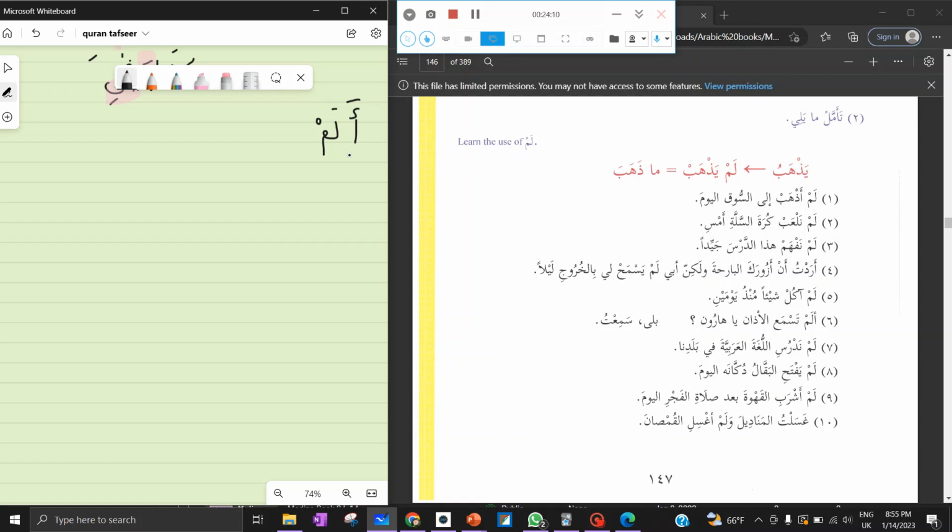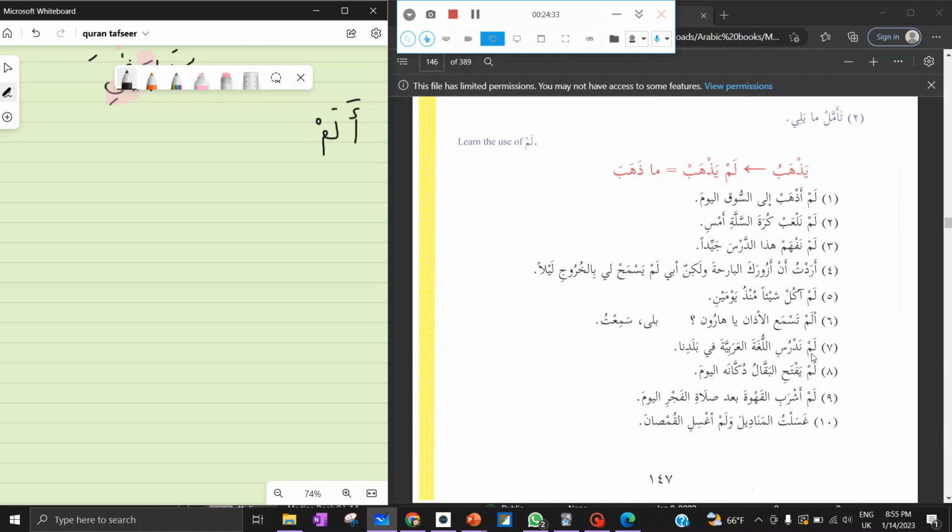So Harun answers in the positive. Bala. Bala means of course. Of course I heard it. Sami'tu. I heard it. Now you can see the structure of sami'tu: the last letter has a sukoon and the damir tu for ana is joined after the fi'l. That is, it is the suffix.